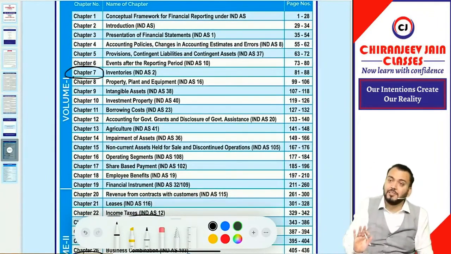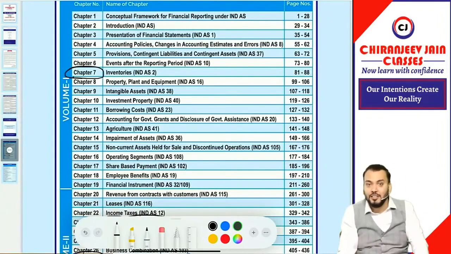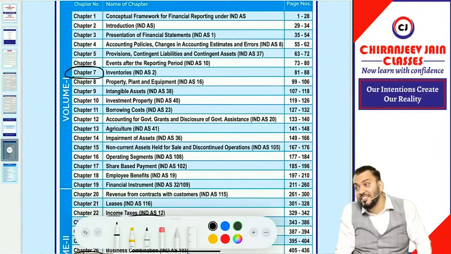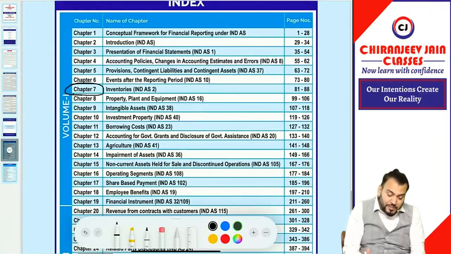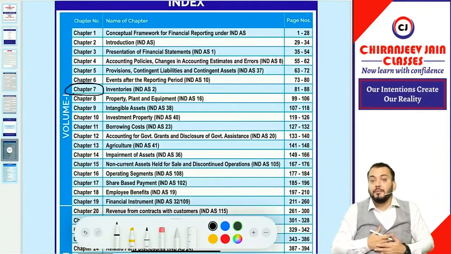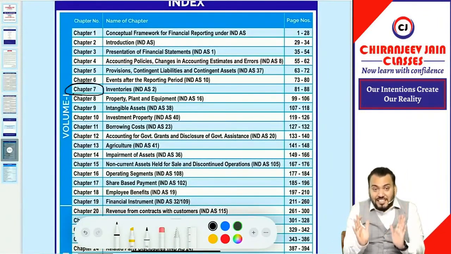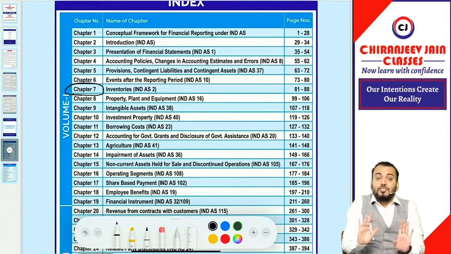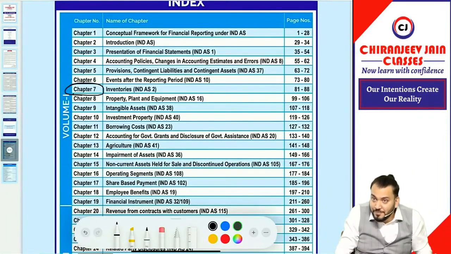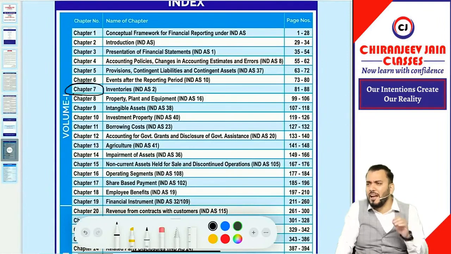First time revision. Second revision, I will inform you at the end of the class. I said how many revisions are required? Two times. So the first revision is my suggestion. But students do not follow suggestions. You will do as per your requirement, I know.